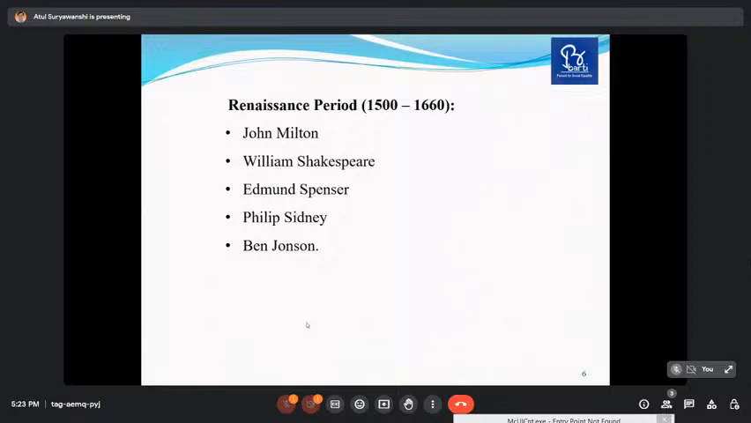The prominent figures during this time were John Milton, the blind poet, and William Shakespeare, the greatest dramatist of the Elizabethan age, who wrote 37 dramas in his lifespan and was quite popular for his sonnet writing. A sonnet is a poem of 14 lines. He composed 154 sonnets. The next figure is Edmund Spenser, Philip Sidney, and the next is Ben Jonson, widely known for his Volpone or the Fox.